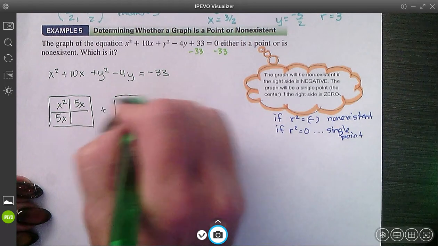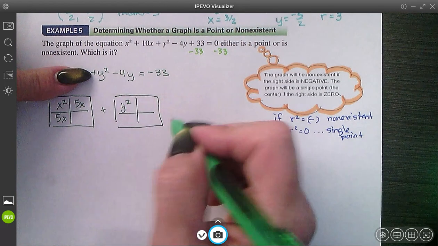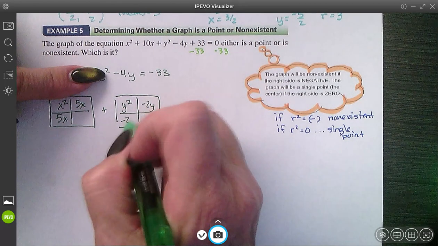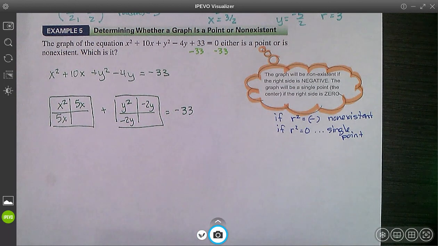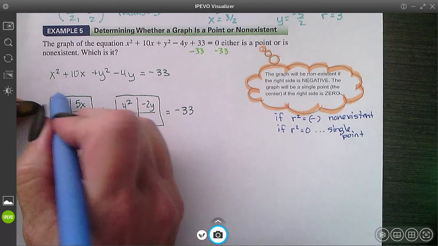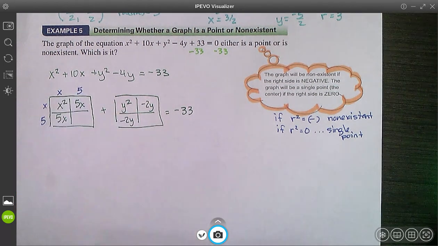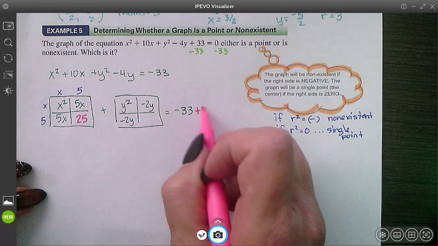Make a box for the y's. Put y squared in the top left. Split your -4y equally, so -2y and -2y equals -33. Then figure out my outside numbers. So this will be x and 5 and 5, which means the number that I need to complete the square is going to be 5 times 5, so 25. Add that to the right side as well.